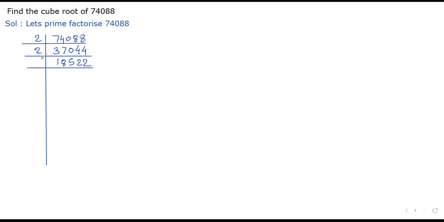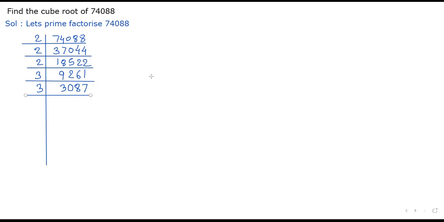2, 9261. Now this is divisible by 3. So 3 3s are 9. Comes a 2. 3 zeros are 0. 3 6s are 18. 3 2s are 6, 3 9s are 27.